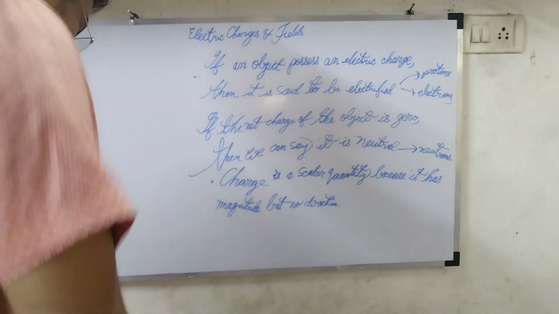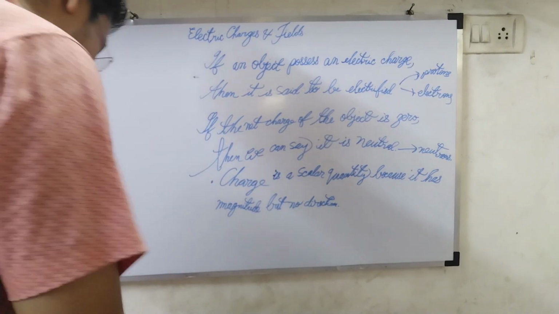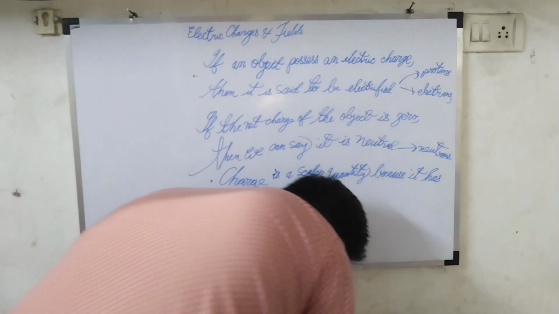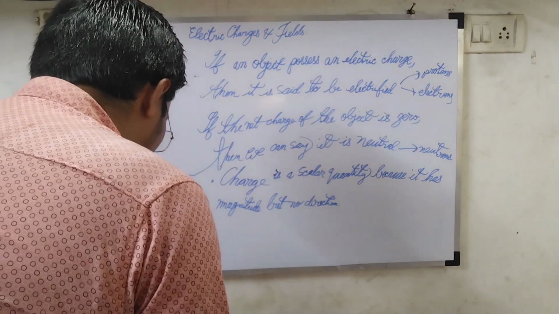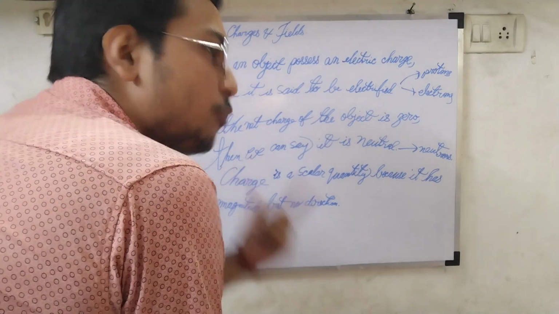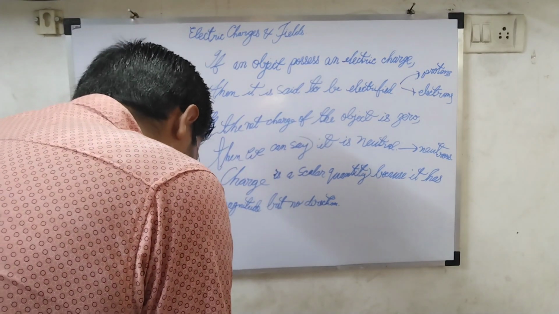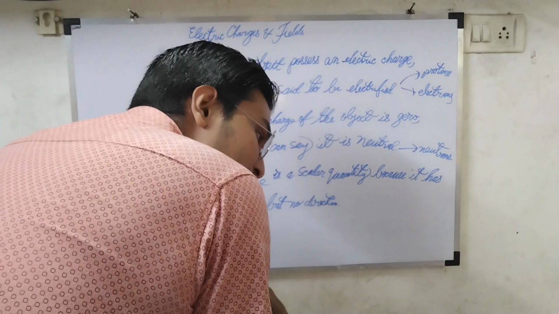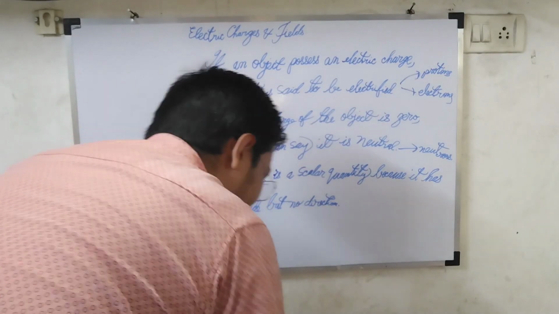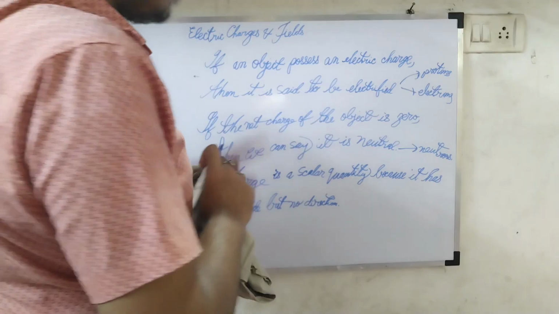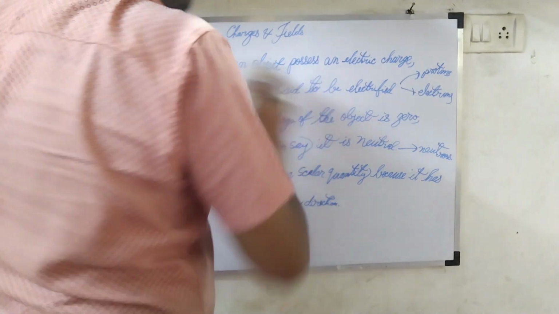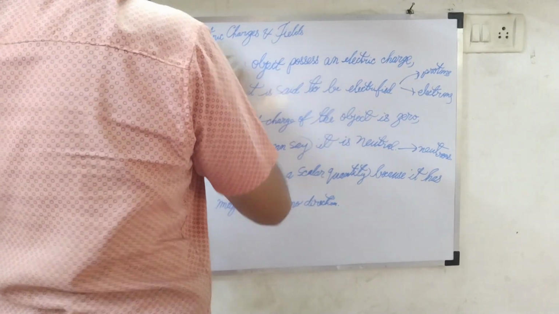Now, another thing to mention: when some electrons are removed from the atom, it acquires a positive charge, and when some electrons are added to the atom, it acquires a negative charge. I am rubbing it so that I can write the next line. Please follow, everyone.